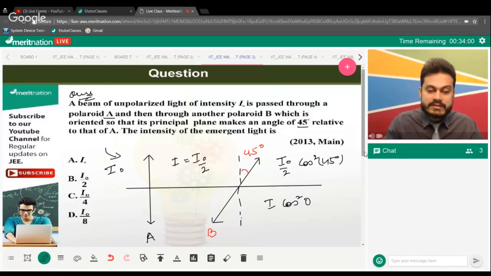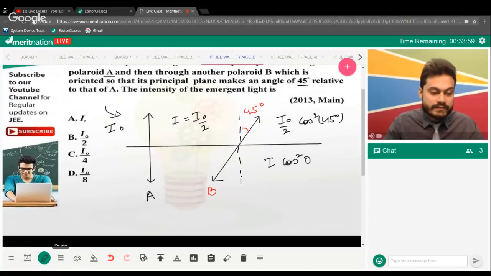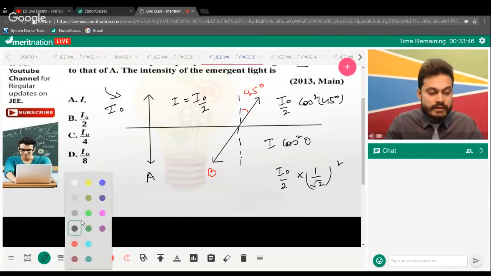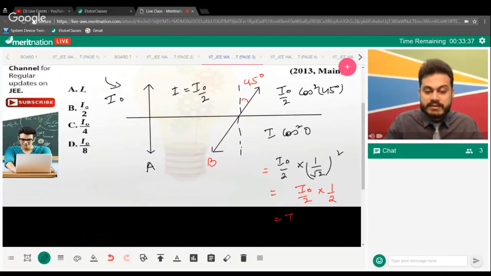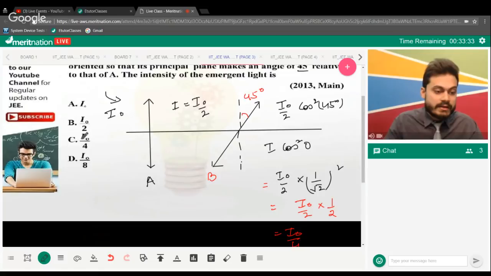So how many of you can tell me what is cos 45? That is 1 by root 2, right? So it will become I naught by 2 into (1 by root 2) whole square, because cos 45 is 1 by root 2. Good. Now just do it, right? So I naught by 2 into 1 by 2. So I am seeing that everyone was correct. That is so cool, right? So the correct answer to this question is C.